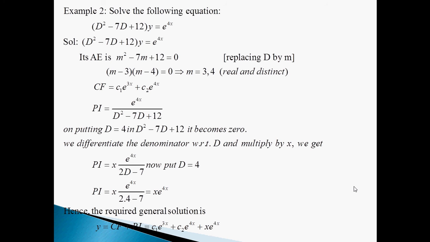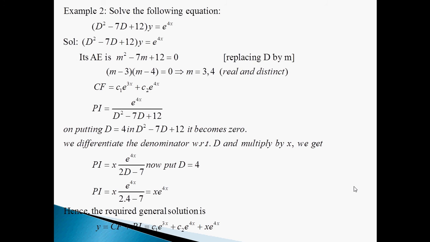Now we find the particular integral, e to the power 4x upon D square minus 7D plus 12. On putting D equal to 4 in the denominator, that is D square minus 7D plus 12, it becomes 0. So we differentiate the denominator with respect to D and multiply by x. We get the particular integral equal to x times e to the power 4x upon the differential of the denominator, which is 2D minus 7. Now we again put D equal to 4. The particular integral is equal to x e to the power 4x upon 2 into 4 minus 7, which is equal to x e to the power 4x.